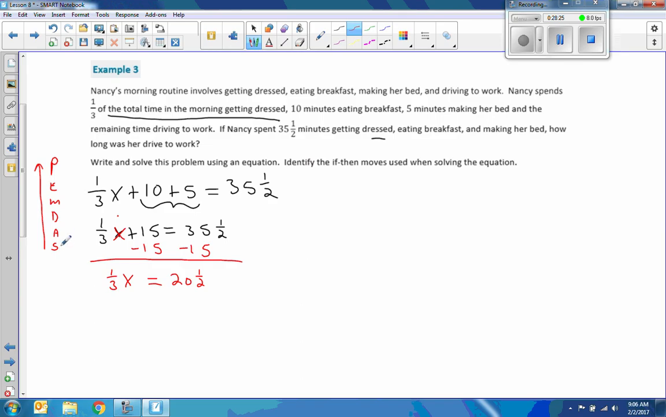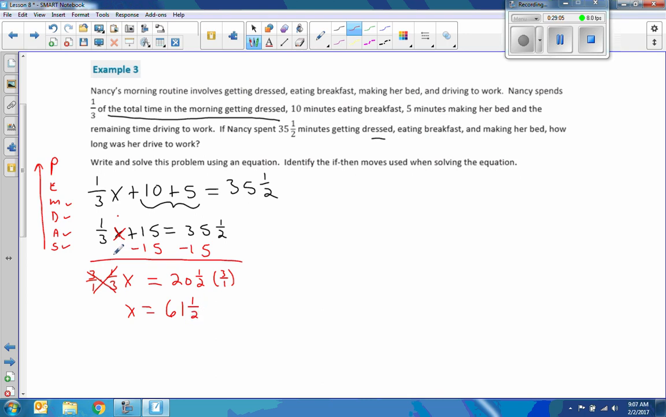Okay, so now working up, I just did the subtraction and addition portion. Now I'm at division and multiplication, and I have 1/3 times x, so I'm going to multiply by the reciprocal, 3/1, and multiply this side by 3/1. So these are going to cancel, and I get x equals 20 1/2 times 3, which comes out to be 3 times 1/2 is 1 1/2, and 3 times 20 is 60. So 60 plus 1 1/2 is 61 1/2.